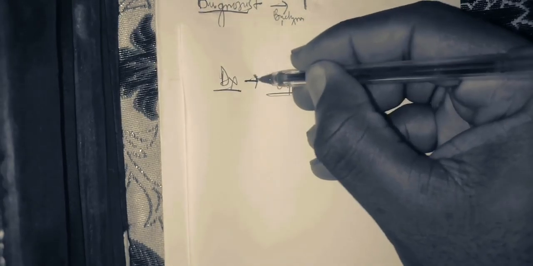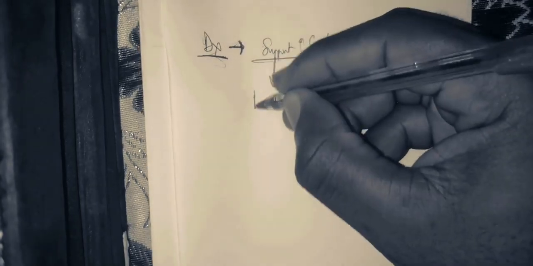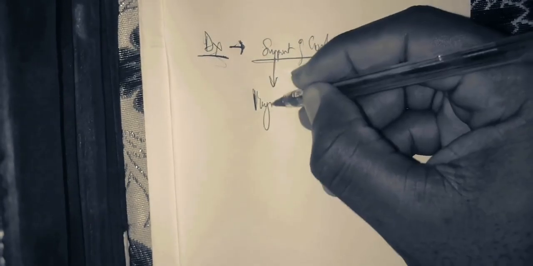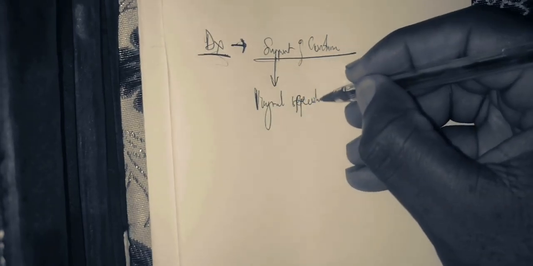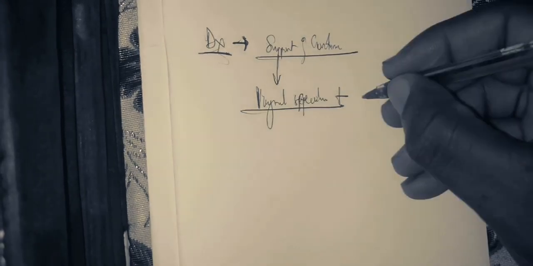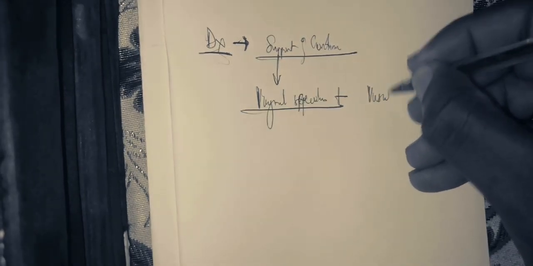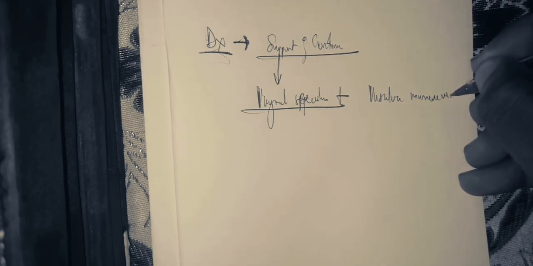Now, when you want to do the investigation of premature rupture of membrane, to support premature rupture of membrane, you can just do a vaginal speculum examination, as I've done already in the physical examination, where you ask the woman to do a Valsalva maneuver. And how do you do the Valsalva maneuver?